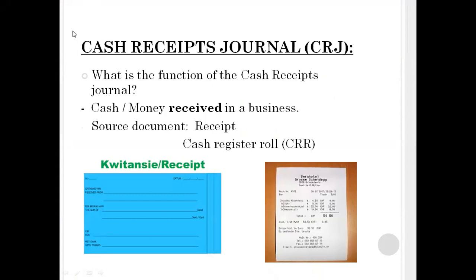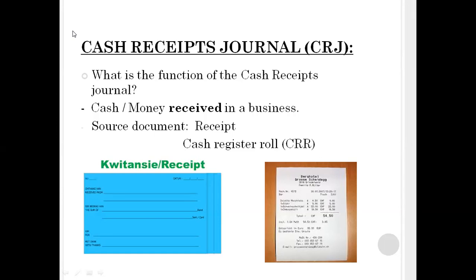So first of all, what is the function of the cash receipts journal? What type of transactions are you going to write in there? That is cash or money received in a business. As I already said, with each journal, there are some source documents involved. With the CRJ, it's going to be the receipt and the cash register roll, and we're going to use the abbreviation CRR for cash register roll.